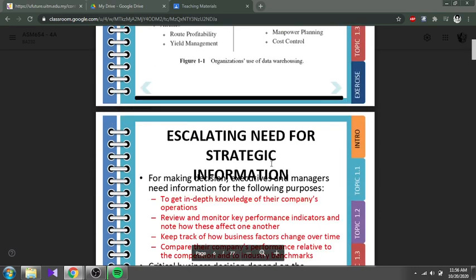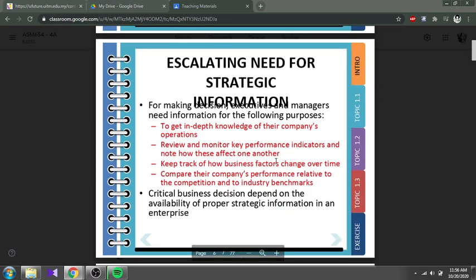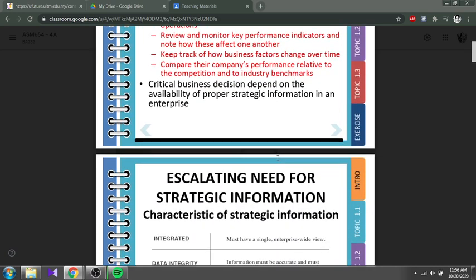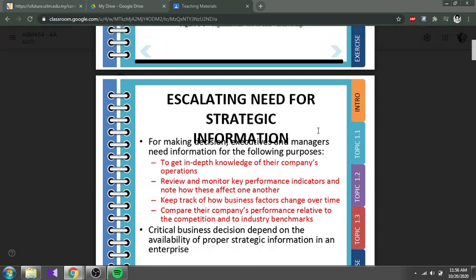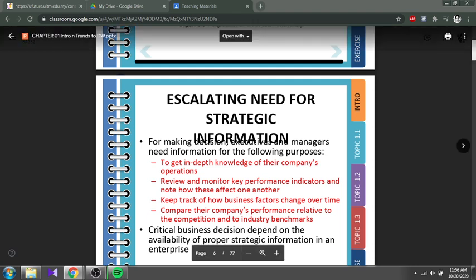All right, next one is about the escalating need for strategic information. Okay, for making decisions, executives and managers need information for the following purposes. So, actually, the information, yes, we deal with big data nowadays. You know, big data, a large volume of data. So, it's what the organization does with the data that matters, compared to the amount of data that they have.